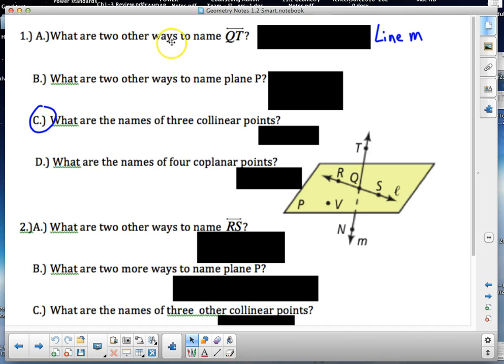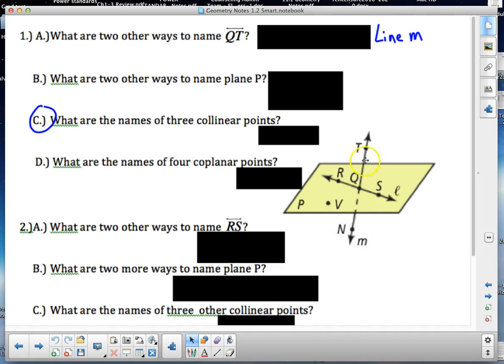Now, what are two other ways to name line QT? Please look at the figure. I've got line QT right here. Q is the intersection point of the line with the plane, and it's also a place where the two lines on this diagram intersect. This line is represented as going through the plane. So line QT, or you could say line M, or line NQ, or line NT, is the same line.